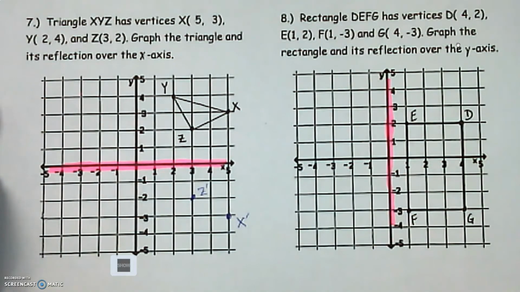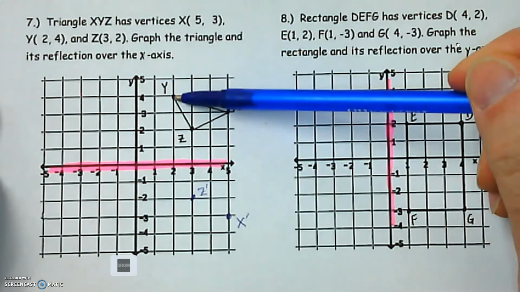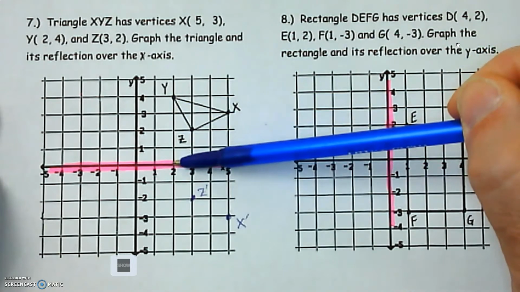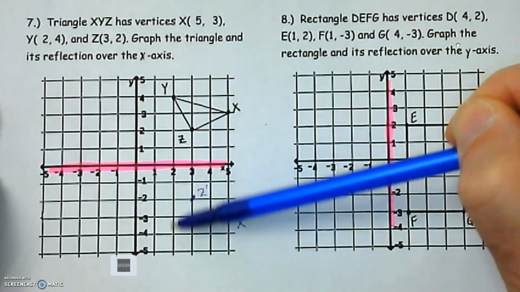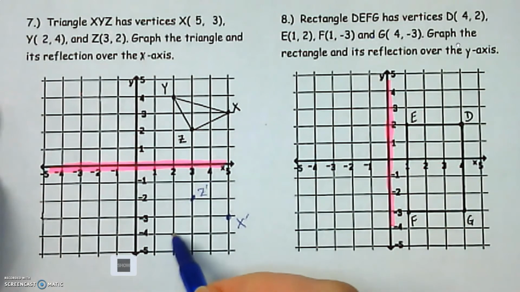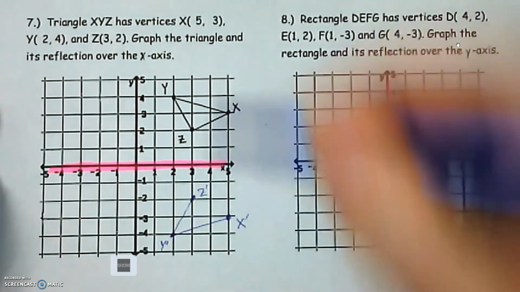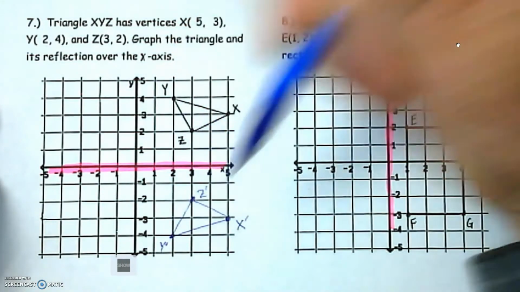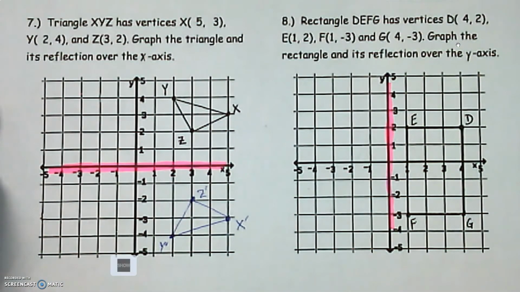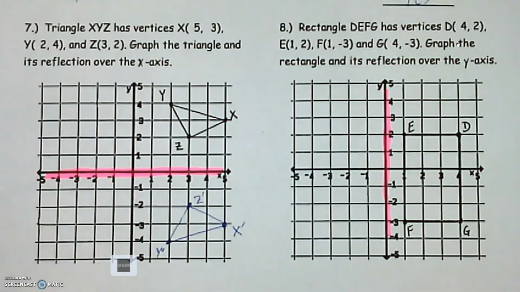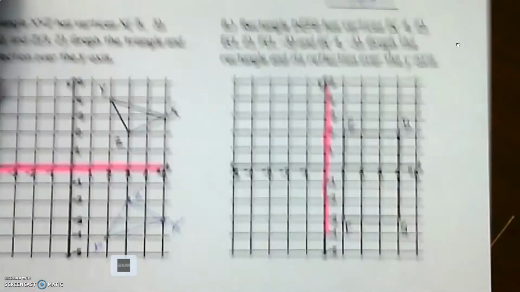It's going to be on the assignment. Point Y. 1, 2, 3, 4. Y prime. 1, 2, 3, 4. And now you have to just connect your 3 points. And that is the reflection of the triangle. Okay, so it's really going to be the same thing, just over the line of reflection.